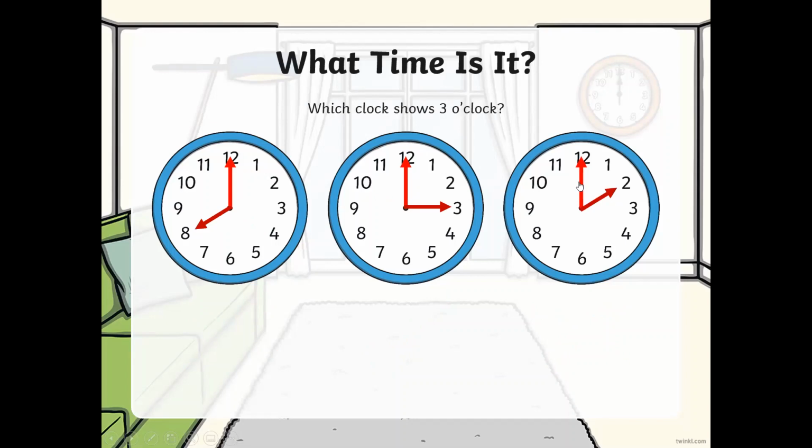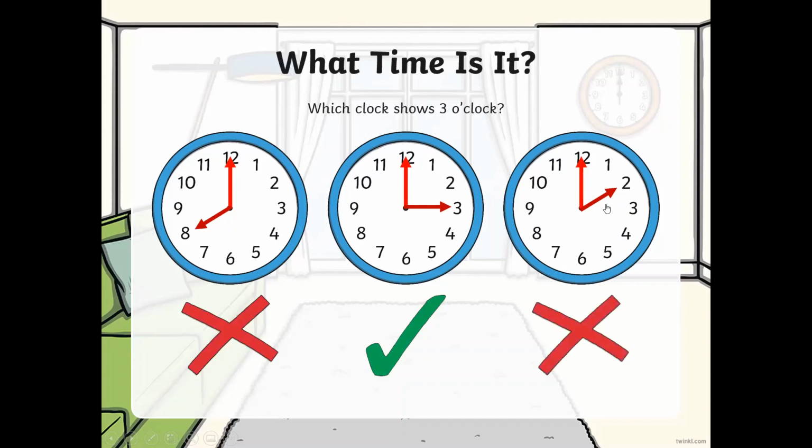What time is it on this clock? Which clock shows 3 o'clock? Number 1, number 2, or number 3? 3 o'clock. If you said number 2, you scored because number 2 is 3 o'clock. Number 1, no, 8 o'clock. And number 3, 2 o'clock. Okay?